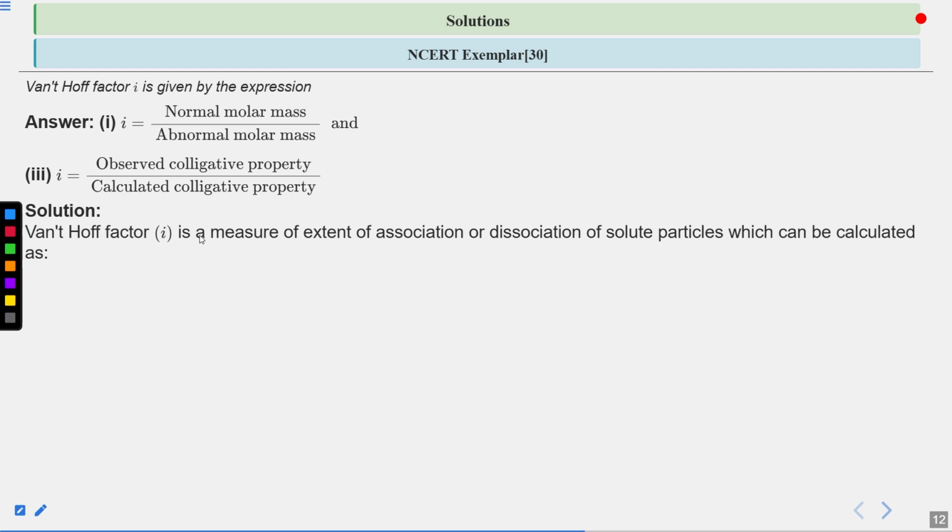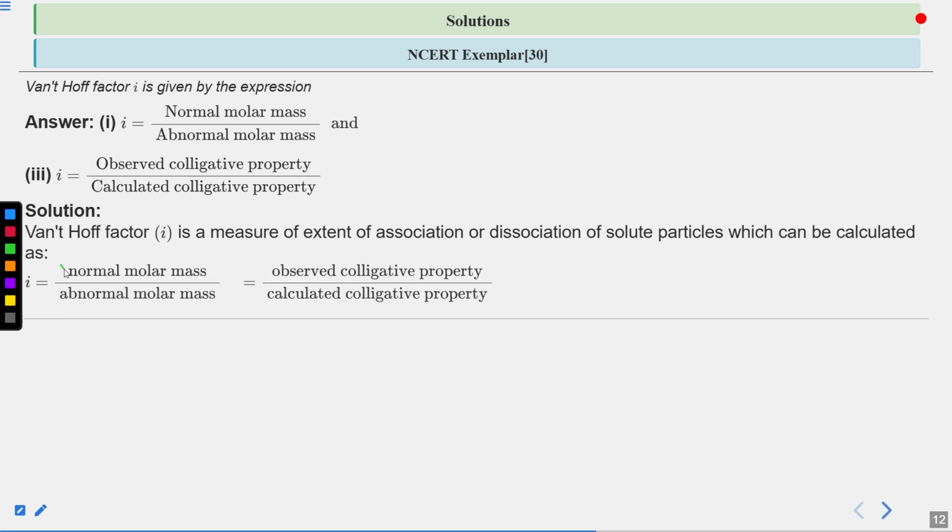If you see, the van't Hoff factor is a measure of the extent of association or dissociation of the solute particles, which can be calculated as i equals normal molar mass divided by abnormal molar mass, or this is also equal to the observed colligative property divided by the calculated colligative property. Here, colligative property is a new term, which is basically the property of the solution which we determine by the ratio of the number of solute and solvent molecules present in our solution.